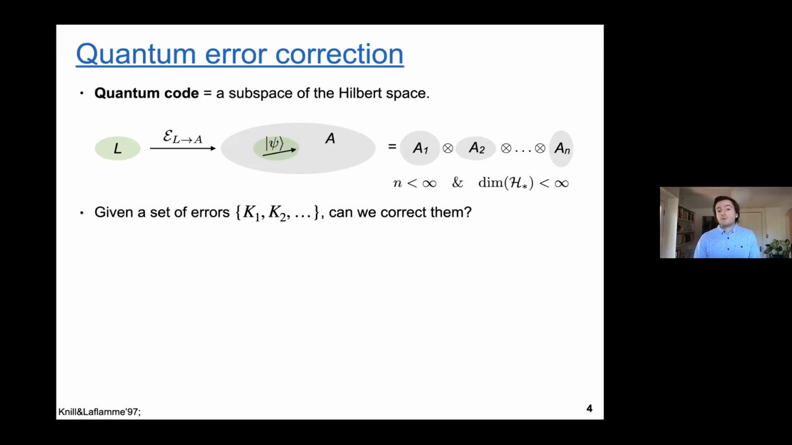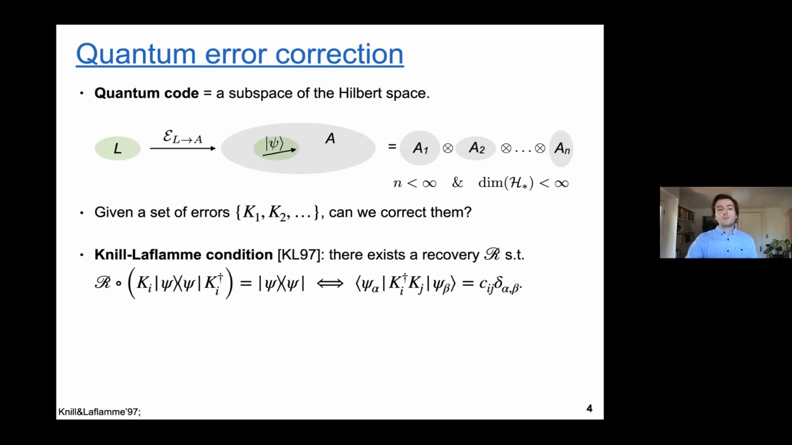So given some set of errors, can we correct them if we encoded the information into some error correcting code? And here is where the Knill-Laflamme condition becomes very helpful, because it tells us that there exists a recovery operation which can undo the effect of errors on our encoded information if the following condition is satisfied. So it's a very simple condition.